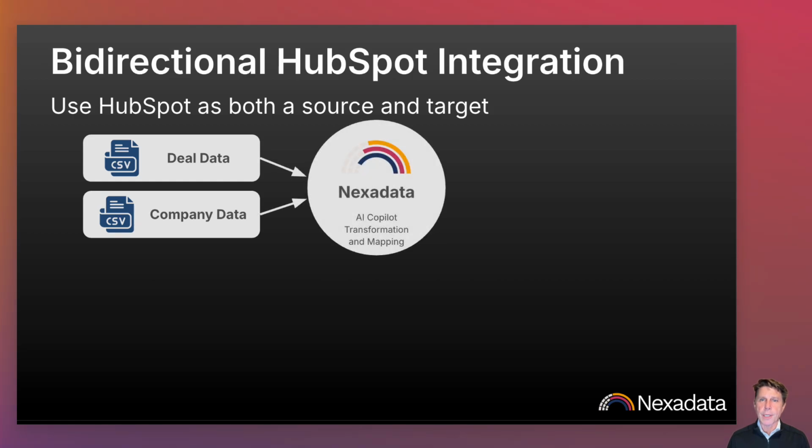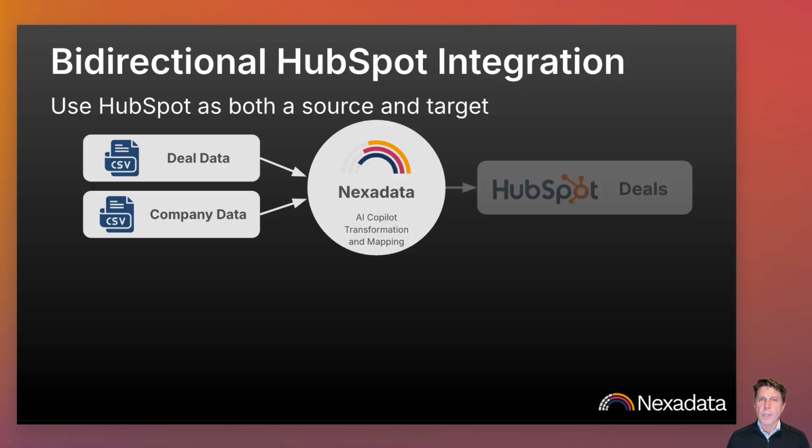Nexadata is used here as an AI copilot for transformation and mapping. This is where the business rules, relationships, and alignment are applied, based on the outcomes you want to achieve. Once the data is aligned, Nexadata makes it available directly in HubSpot. In this demo, it will be loaded to HubSpot deals. Teams now can work with consistent, trusted data inside the tools that they already use.